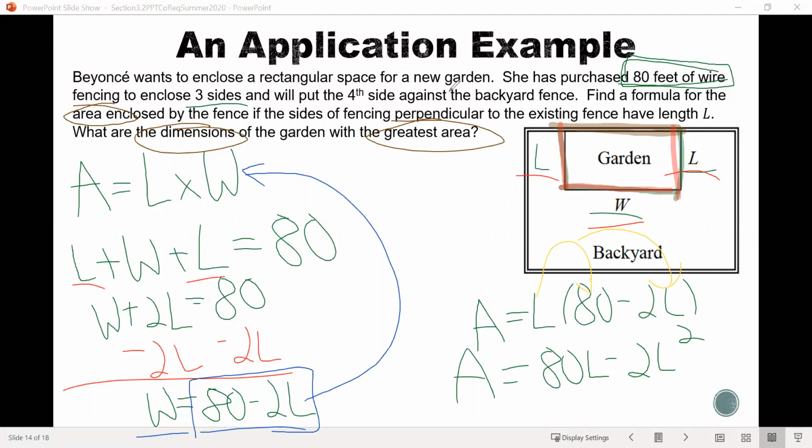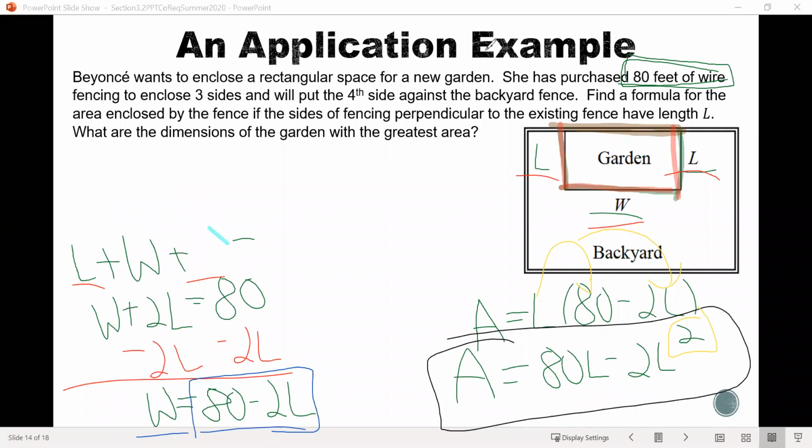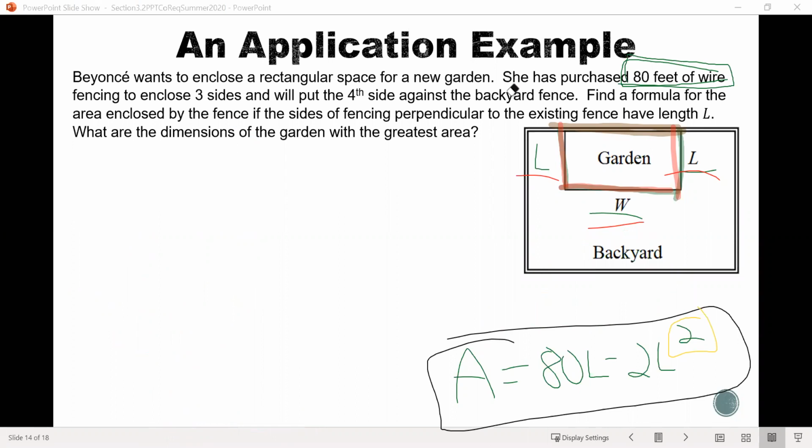Now, that's helpful for us because notice that what we've ended up with here is a quadratic, right? The largest power we have here is a squared. So that means we can use some properties of quadratics to try to find the dimensions of the yard with the largest area. And let's think about how we're going to be able to do that with this equation. First of all, I could actually rewrite this as A equals negative 2L squared plus 80L.